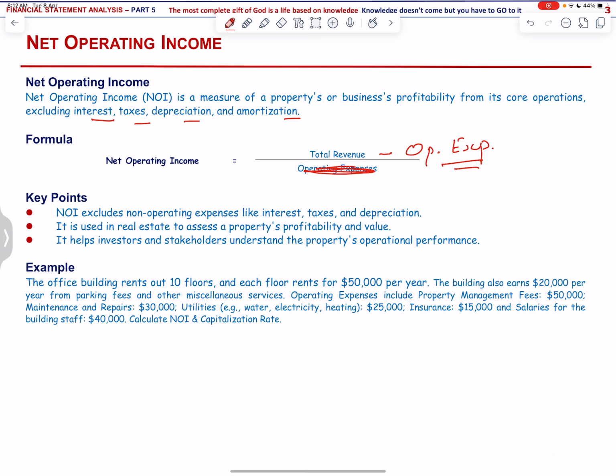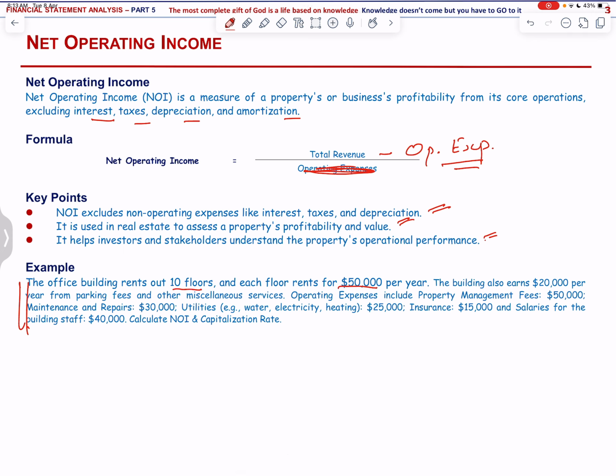So the key point about net operating income is it excludes non-operating expenses like interest on loans, taxes, and depreciation. It is a measure often used in real estate to evaluate the profitability of a property and is critical in property valuation. It gives investors and stakeholders a clear picture of how well the core business of the property is performing operationally.